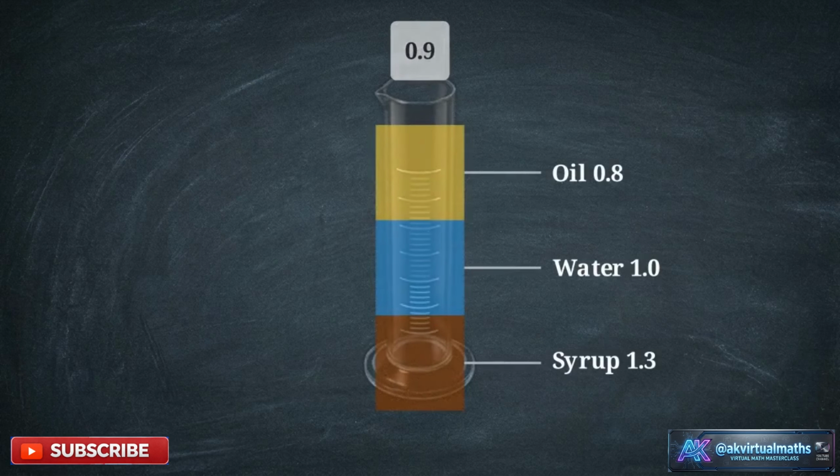Here is your final challenge. If we drop a plastic block with a calculated density of 0.9 into this tower, can you predict exactly where it will settle? The block is denser than the 0.8 oil, so it sinks right through that top layer. However, it is less dense than the 1.0 water. Because of that, it stops sinking and becomes trapped right on the boundary between the 2 liquids.